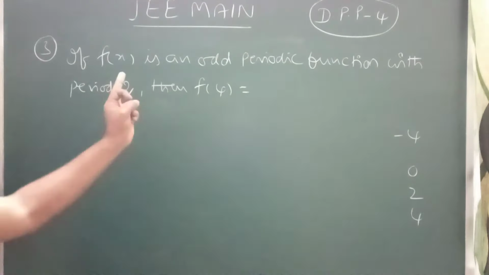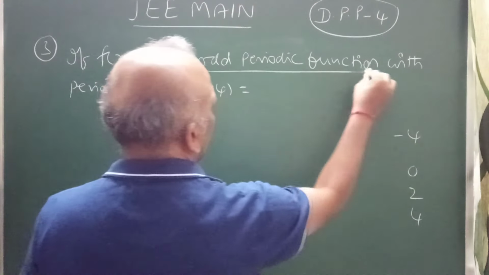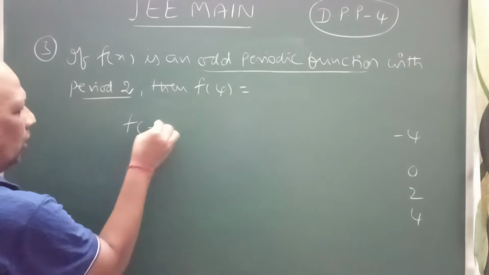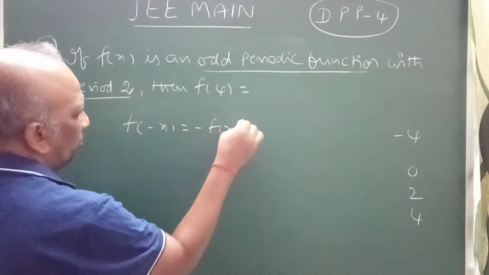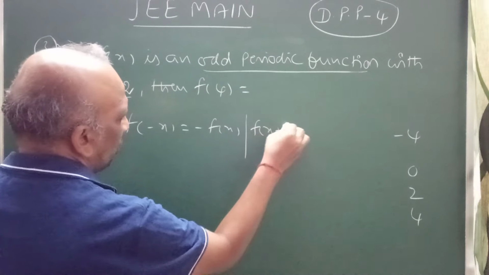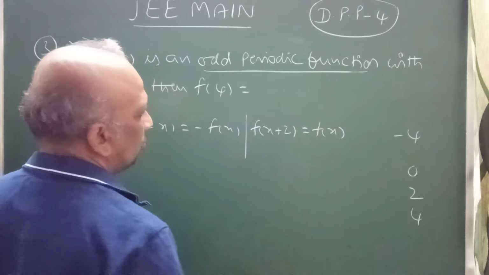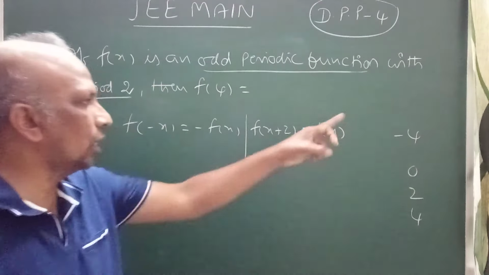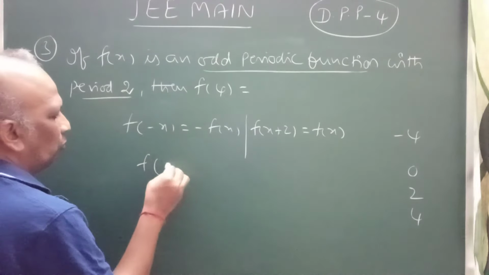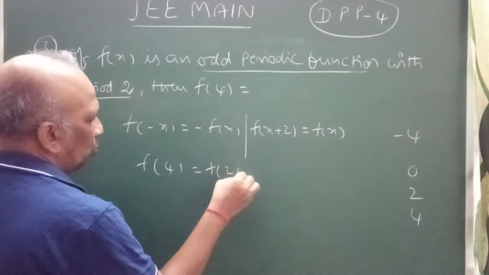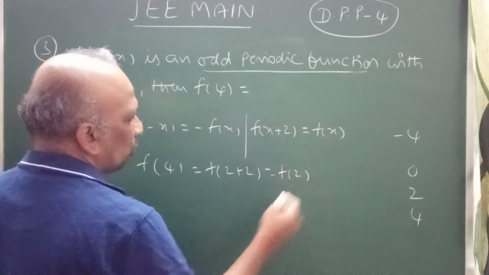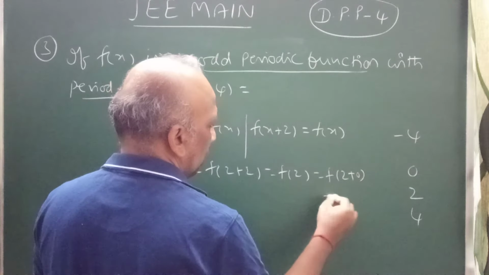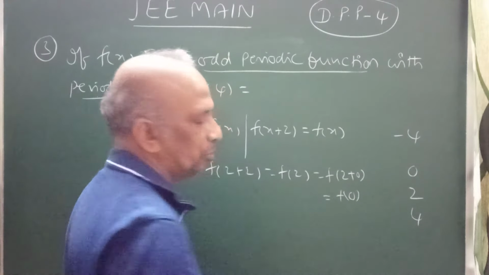So in this problem they are asking: f of x is an odd periodic function with period 2. Since it is an odd periodic function, I can write f of minus x equal to minus f of x, and f of x plus 2 equal to f of x. They are asking f of 4. Here if we find f of 4, I can write f of 2 plus 2. It will be equal to f of 2, right? Since it's a periodic function, this will be equal to f of 2 plus 0, so f of 0.